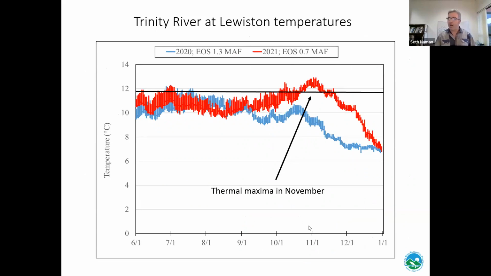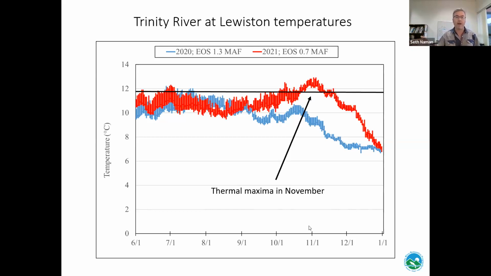This is a graph of what happened in 2021 and 2020 for a comparison. The EOS, that acronym is end of September. So 2021, the graph in the red there, the end of September storage was 700,000 acre feet versus 2020, 1.3 million acre feet. So what happened was the river essentially never cooled off, and the thermal maxima was in November, which is like 3 or 4 months later than it should be.